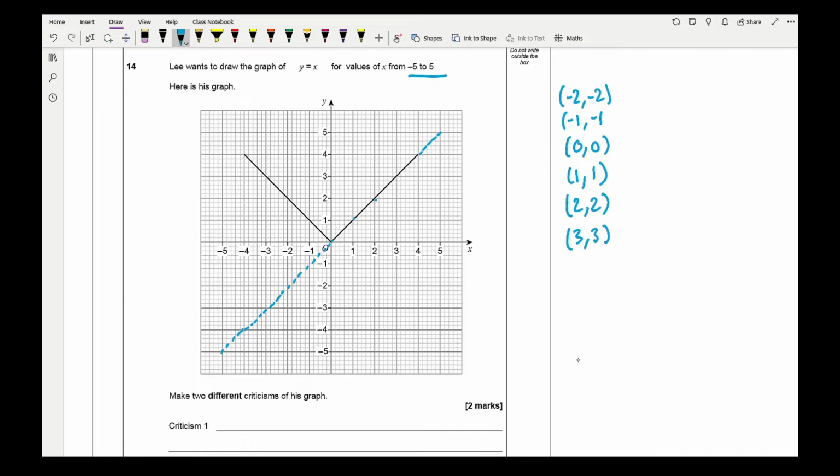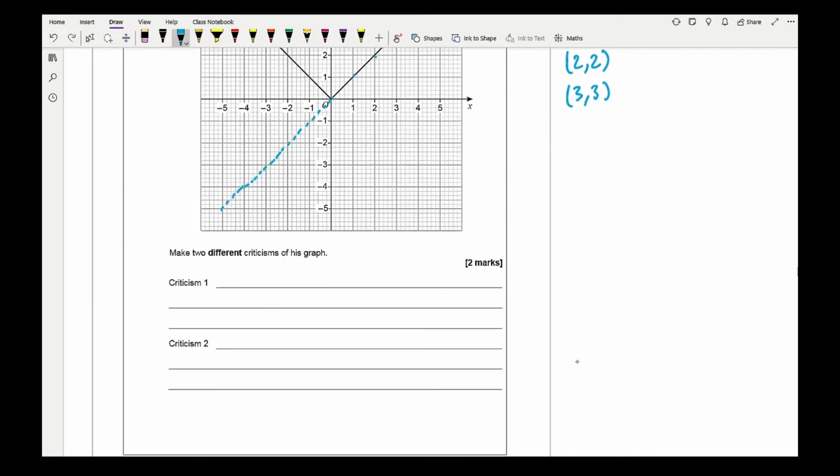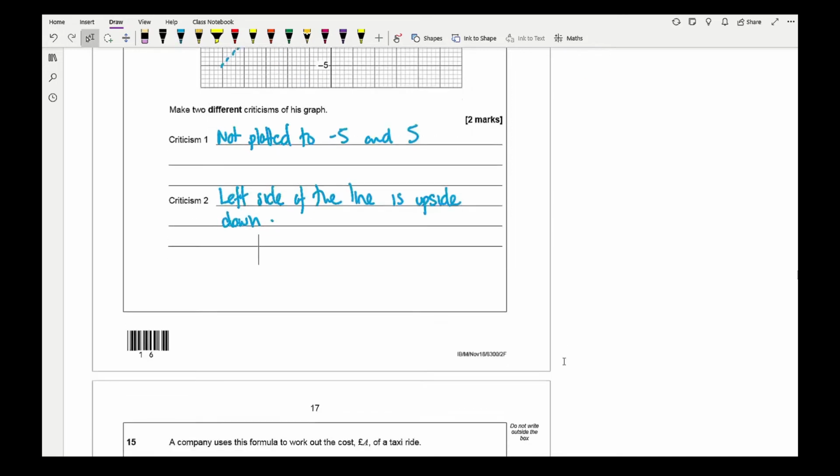So our 2 criticisms are that he's not finished, so not plotted to -5 and 5, and also the fact that the left hand side of the line is upside down. Something along those lines would be absolutely fine. So you could say he's drawn the other half and it's not reflected. That would be absolutely fine.